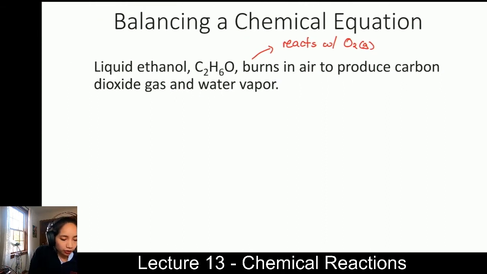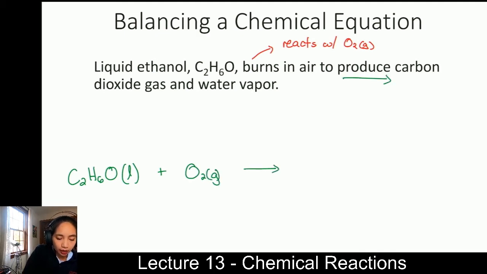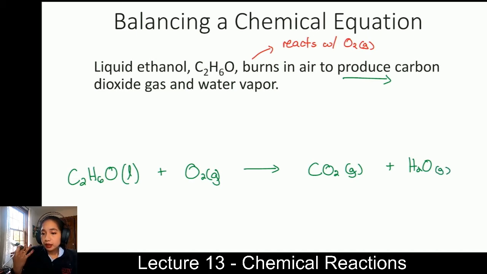So we have liquid ethanol, and they give us the formula. It's C2H6O, and it's a liquid. And it burns in air, which means it reacts with oxygen gas, and it produces, so there's a reaction arrow, carbon dioxide and water vapor. So CO2, which is a gas, and water vapor. So water is H2O. Vapor, when talking about water, means gas. All right, so there's our skeleton chemical equation.